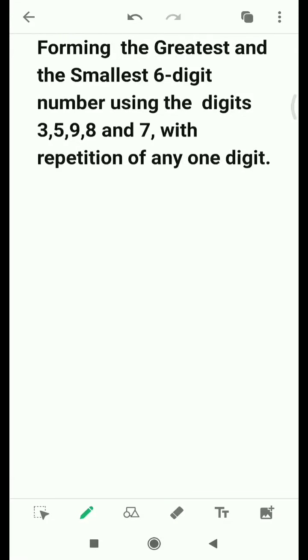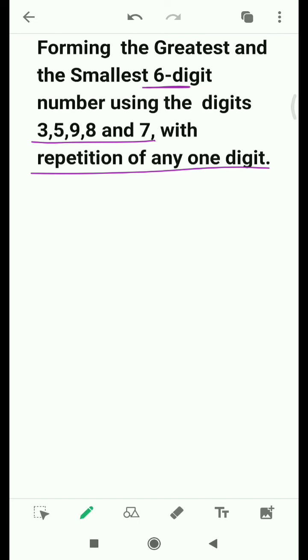Okay. Now let's move to the next type, that is forming the greatest and the smallest six-digit number using the digits 35987. Now you can see, since we have to frame a six-digit number but we have only 5 digits, we need to repeat a digit. That's why it is written here with repetition of any one digit. You can repeat any one digit. So let's see how to repeat and which digit we have to repeat while making the greatest number and while making the smallest number.